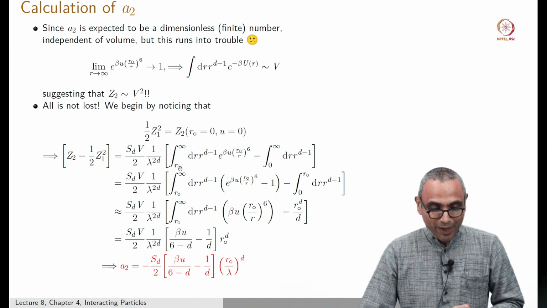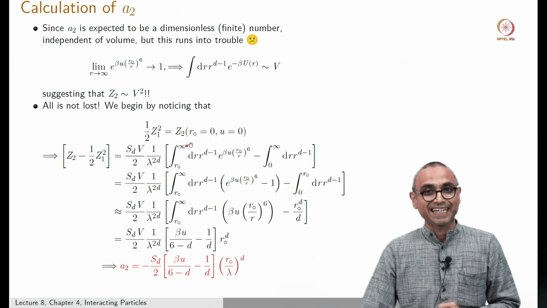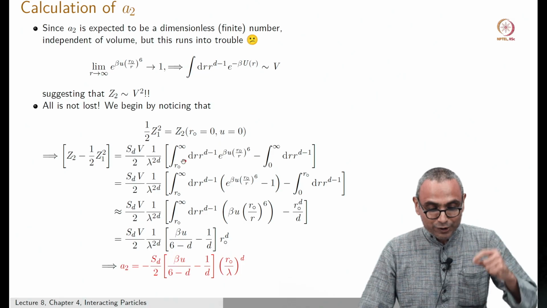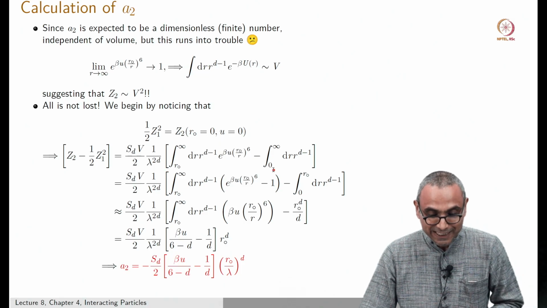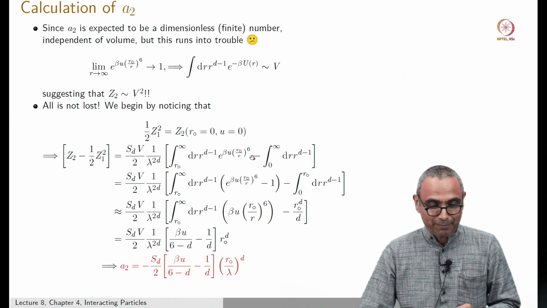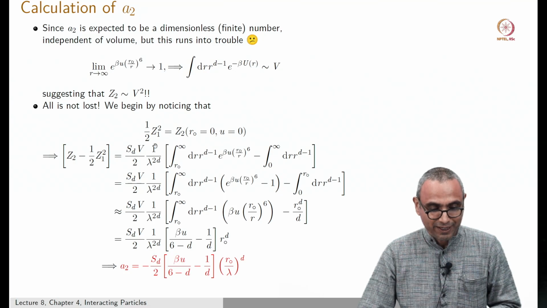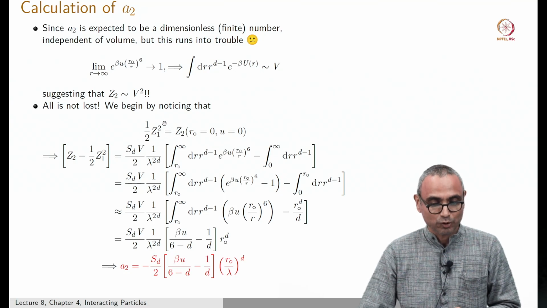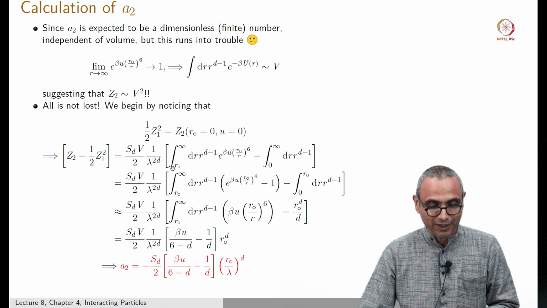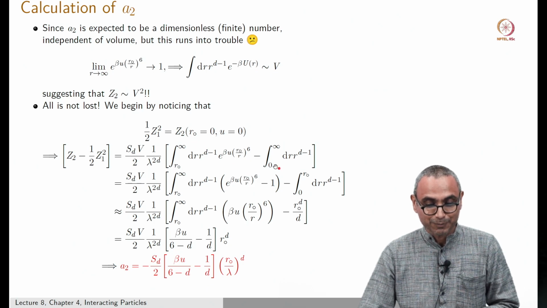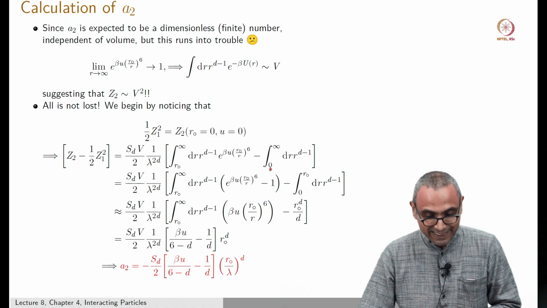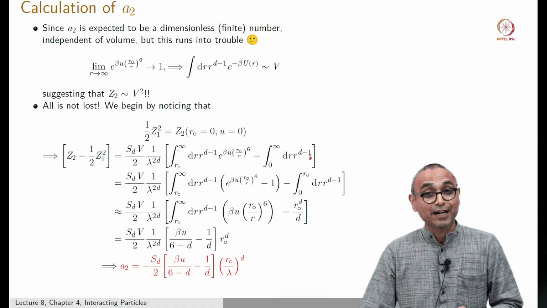And now what I do, I take the same expression that I have and I put r0 equal to 0, which gives me the lower integral equal to 0. I'm substituting for 1/2 z1 squared by this expression. So I have to take this term and simply put r0 equal to 0 and u equal to 0, which means I'll simply get the integral 0 to infinity dr r to the d minus 1.